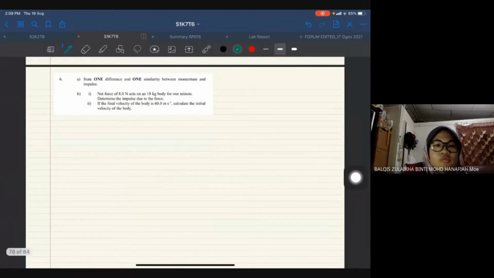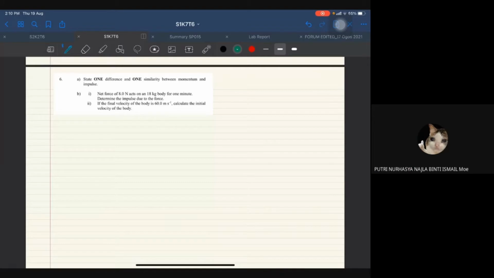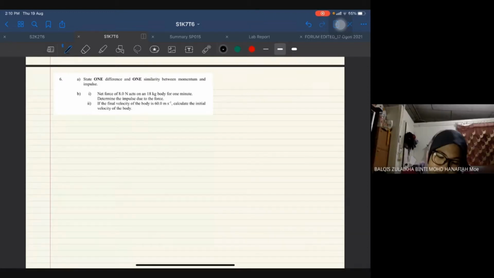Okay, state one difference and one similarity between momentum and impulse. What is the difference and what is the similarity? Both are vector quantities. Okay, mine is both have the same units. Both have the same unit. Okay. The difference? In terms of definition, right sir? Okay, similarity.